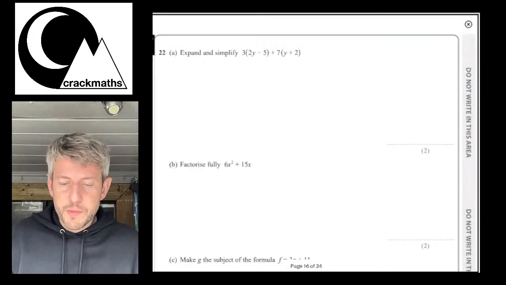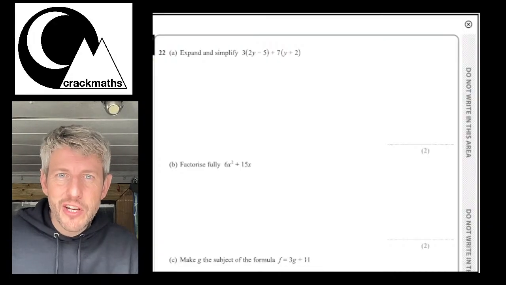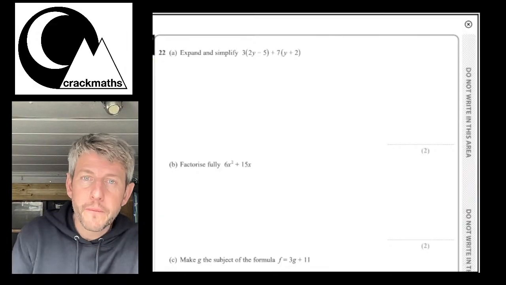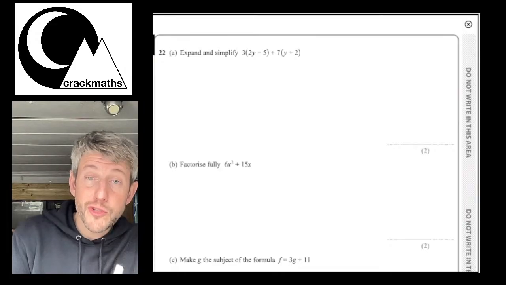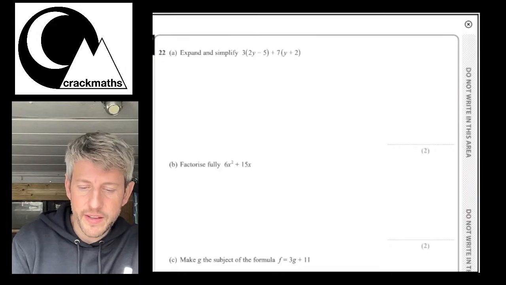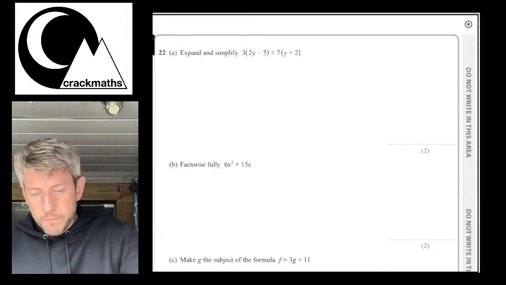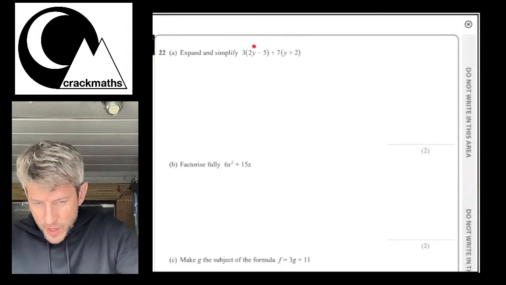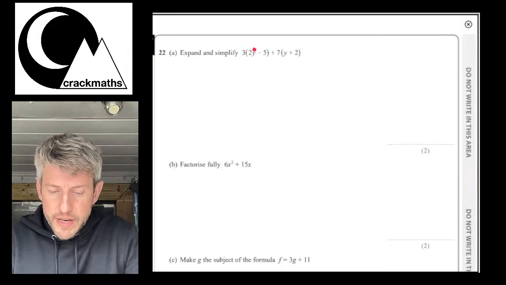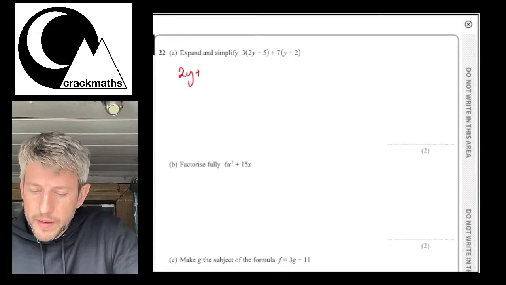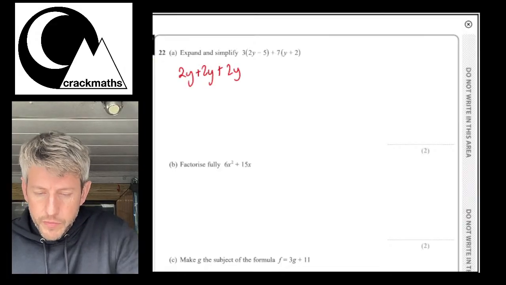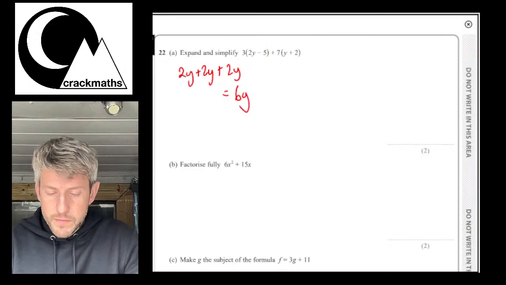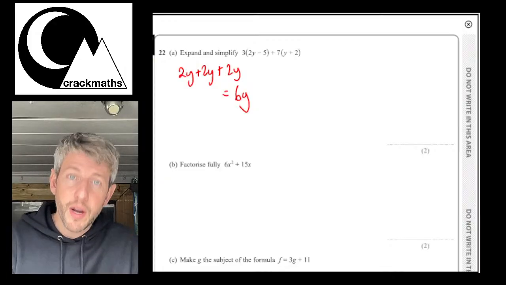Right. Ooh, algebra time. Let's have a look at this question here, 22. It says expand and simplify 3 bracket 2y minus 5 plus 7 bracket y plus 2. So this means we've got 3 lots of everything in this bracket. So we've got this 2y 3 times, which we could think of as 2y plus 2y plus 2y, which equals 6y. We've got this minus 5 3 times, which would be minus 5 and minus 5 and minus 5.